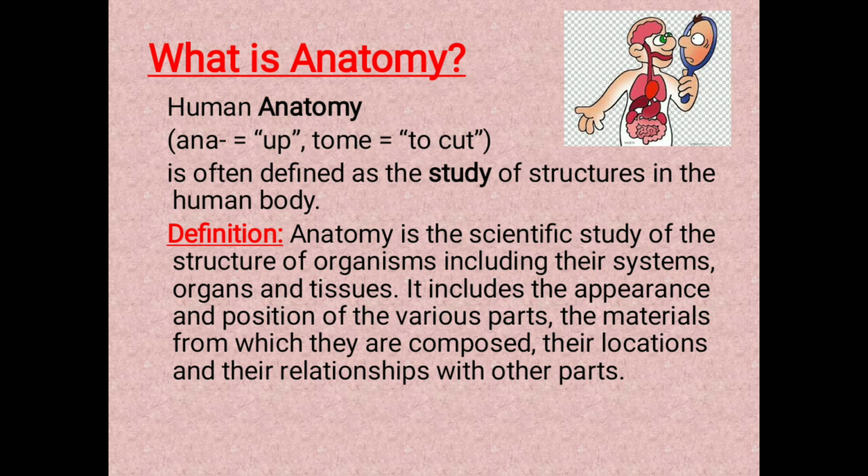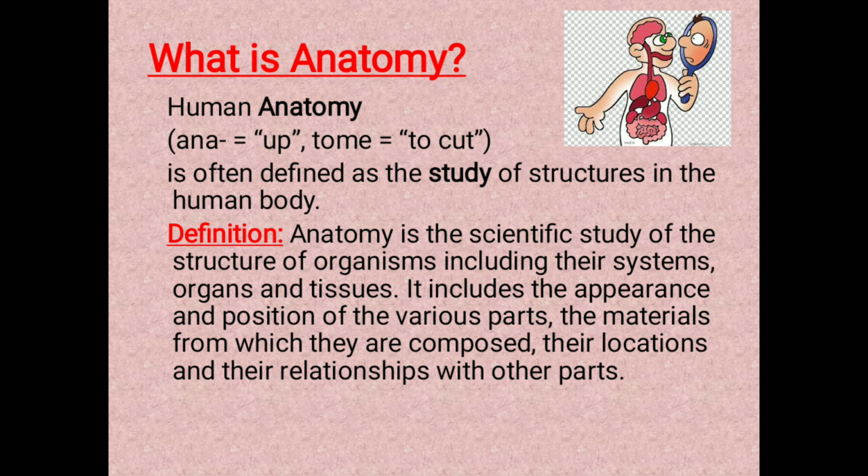So what is anatomy? Human anatomy: ana means up and tome means to cut. So human anatomy is often defined as the study of structures in the human body. Basically, anatomy is the study of the structures of the body. The structures include bones, muscles, systems, organs, cells and tissues.